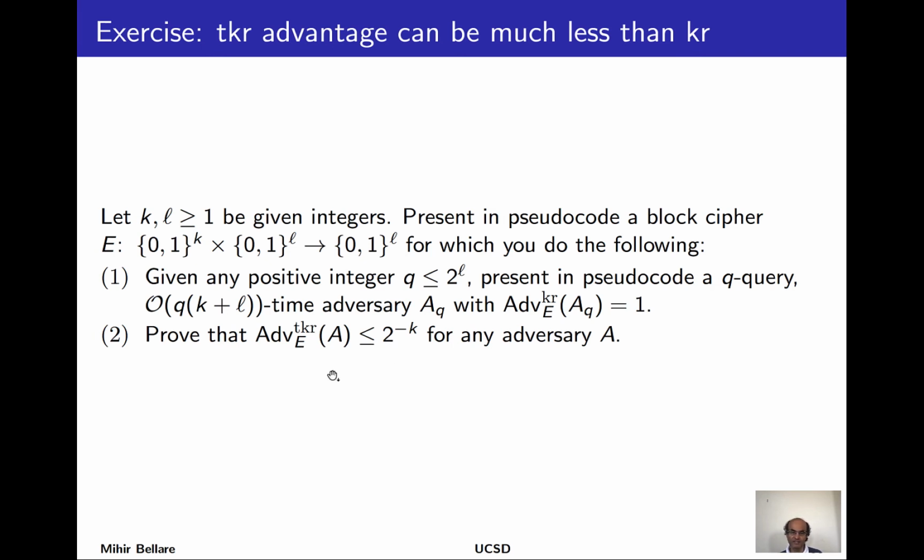No adversary does well at target key recovery. Not just this one, but any adversary you design has only this very small chance of being successful at target key recovery, no matter how many queries it makes. Right? So this shows a big gap. Think of k as 128 or 256. This is way, way smaller than this.